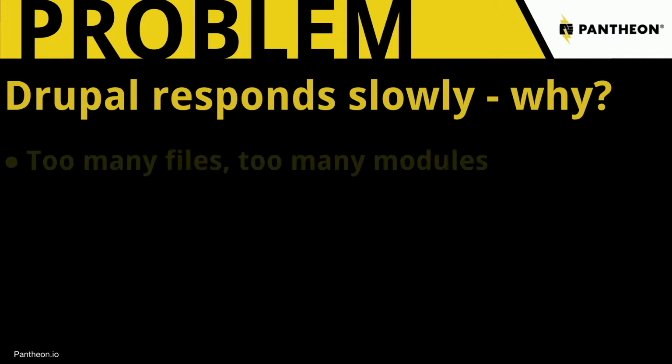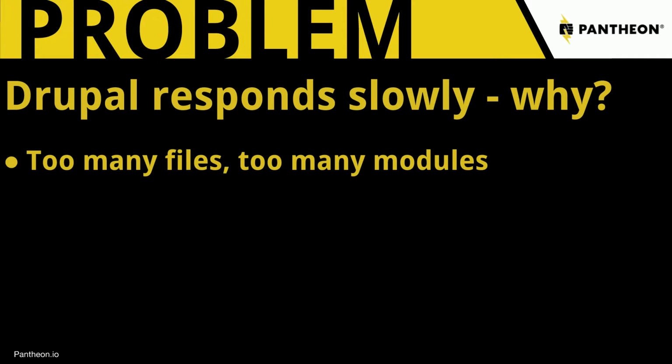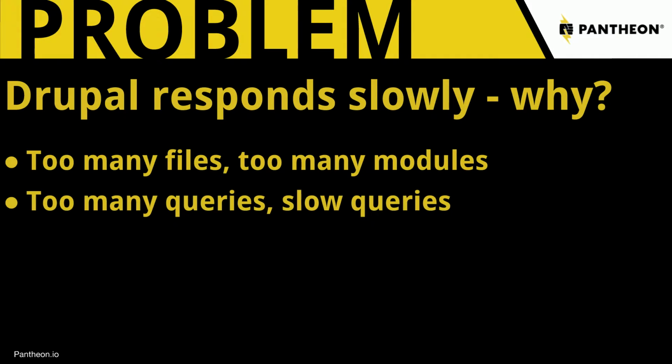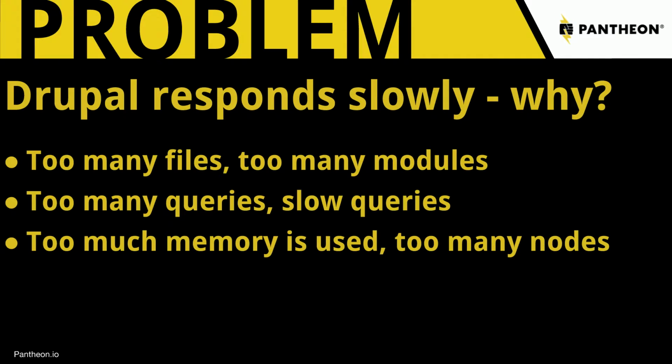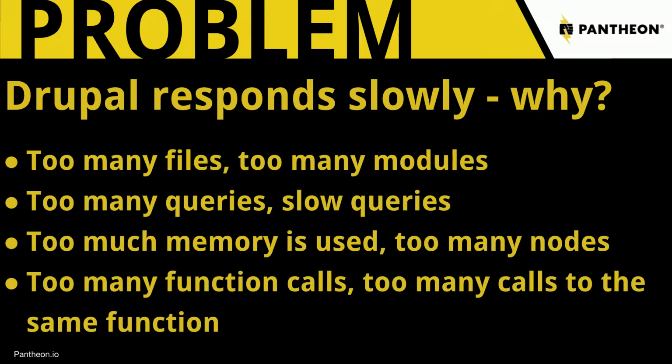All right, so with that out of the way, back to what happens when you get all the way to Drupal. The site might still be slow, and you ask why again. The answer might be, well, there are too many files, too many modules. Maybe you hear that there are too many queries or that you have slow queries. Too much memory is used. You've got too many nodes on your page. You've got too many function calls, too many calls to the same function.